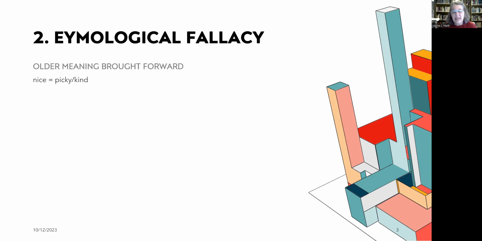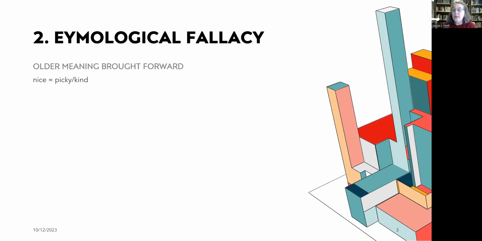So you might say to your friend, I'm having him over for dinner, but I'm worried about what to serve because he's so nice. And what that meant was he was so particular, persnickety about what he was going to eat or what he was going to wear, whatever it is. But nice doesn't mean that anymore. Nice means kind. So we can't read a text that was written in the present day and think that nice means picky, because it doesn't anymore.